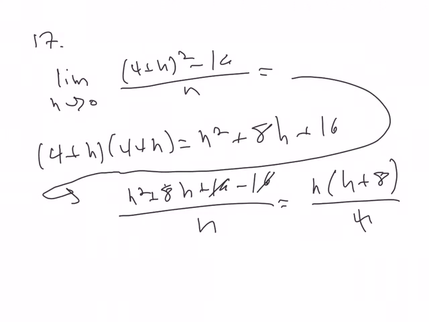over h. The h's cancel, so we have the limit as h goes to 0 of h plus 8, so this just becomes 8. So the limit of this thing is 8. Okay, the next problem we're going to do is problem 19.